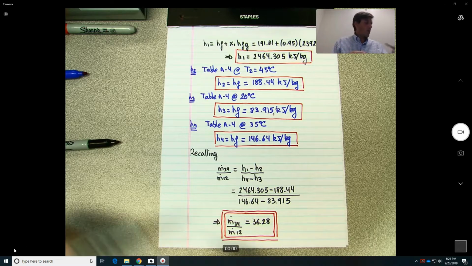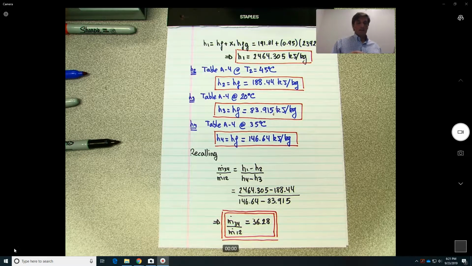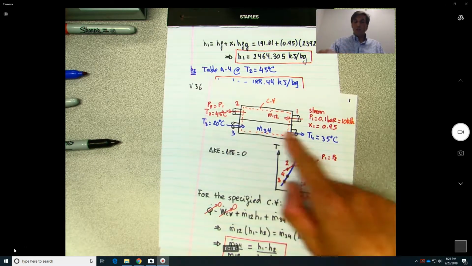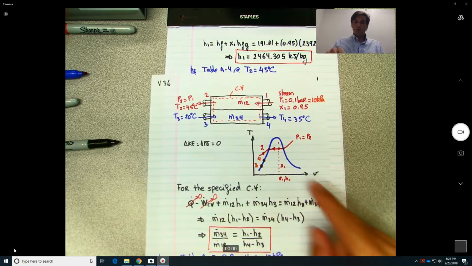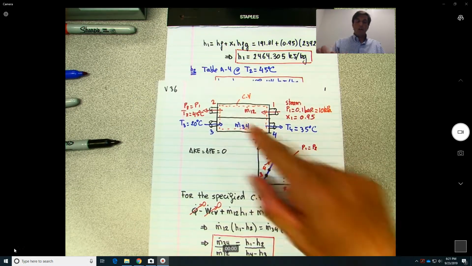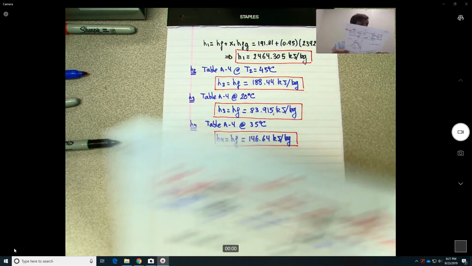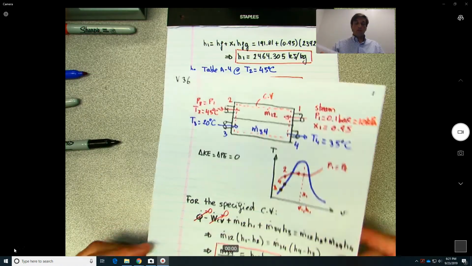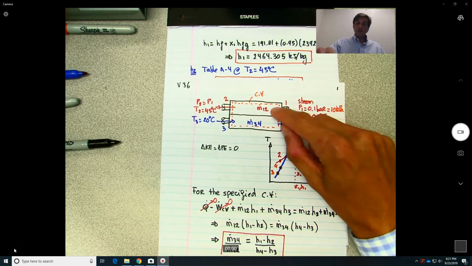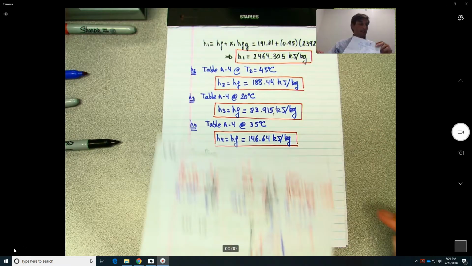So basically, what does that mean? Is that the mass flow of the cooling is 36.28 times the one of the hot fluid. Alright? So now in the second part, we need to find out how much heat is actually transferred from this side into this side.